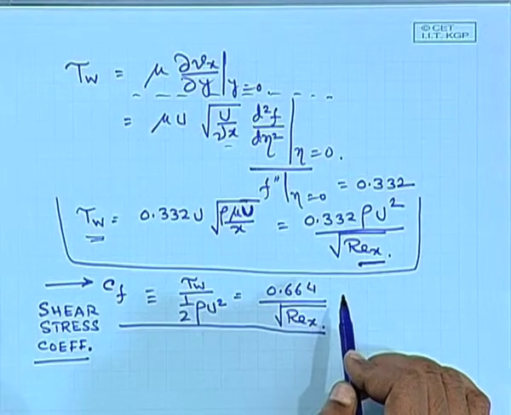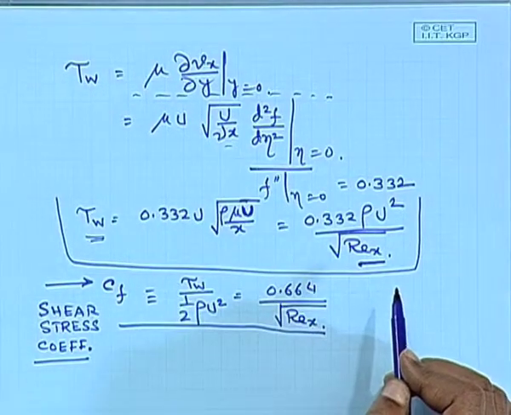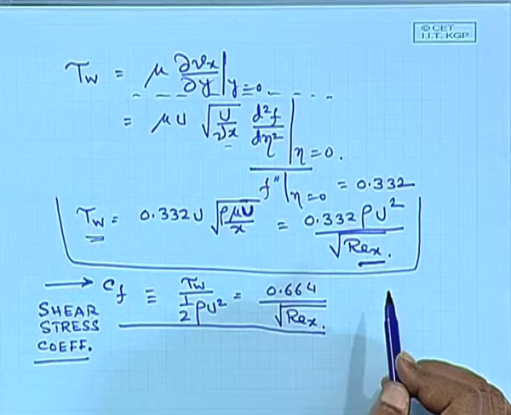Now, if you look at tau W, what happens with increase in x? Does the local shear stress increase or decrease?